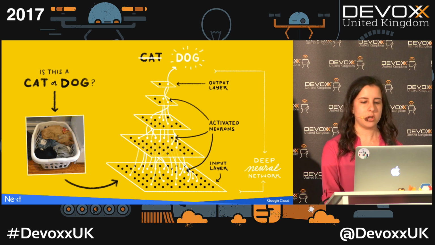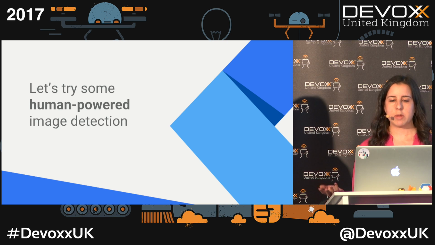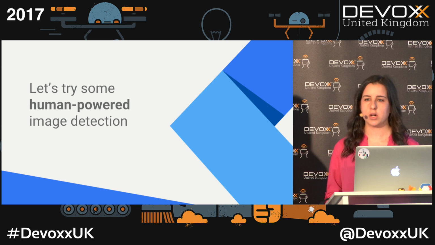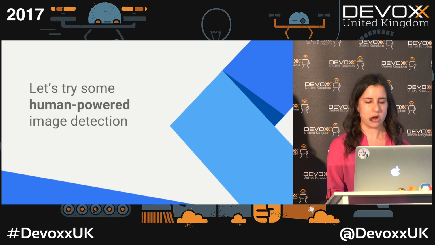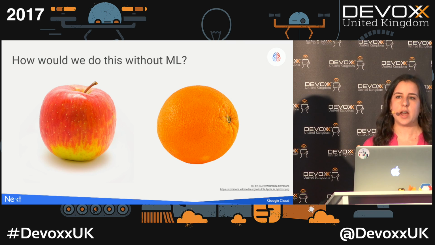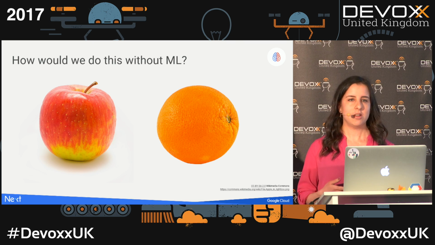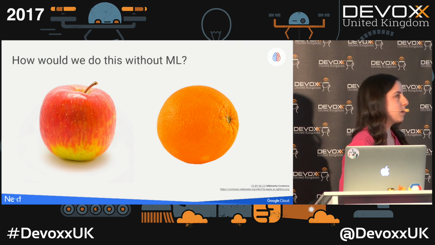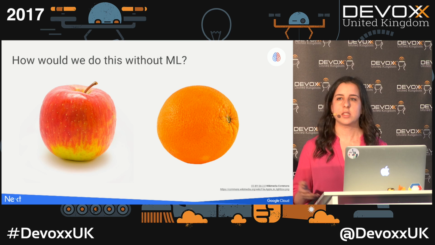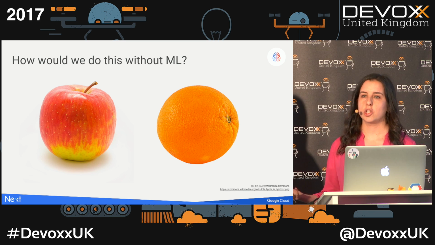This is a pretty typical neural network, but I want to take a step back for a moment and try some human-powered image detection. If we didn't have neural networks, if we were to do this on our own, how would we go about writing the code to identify the difference between this picture of an apple or an orange? You can shout it out, the ideas, things you might look for in your algorithm. Color. Color is a great one. So we could look at the majority of the pixels in the image. If the majority of them are red, it's an apple. If the majority of them are orange, it's an orange.